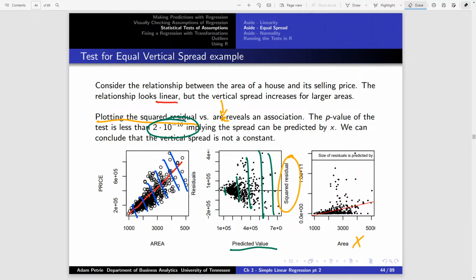That p-value is super low, which means you do what for the null right here? Yeah, exactly. It's not constant. So when you look at this right here, this p-value is super low, which means we reject the null.